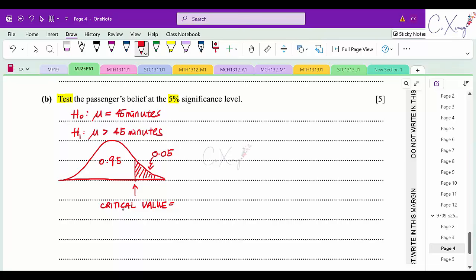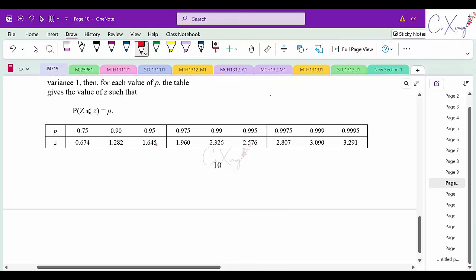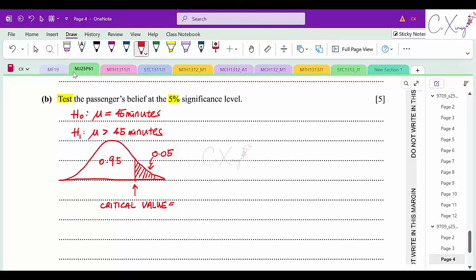Okay, so how can I get this critical value? I can take it from the normal distribution table, looking for the big area 0.95. If you scroll down, looking for 0.95 here, you can see that your Z is 1.645. Therefore, your critical value will be 1.645. Alright, so this is my second step to find out the critical value.